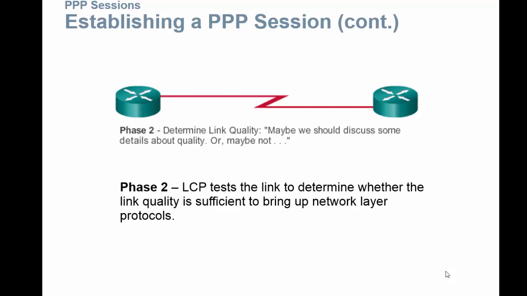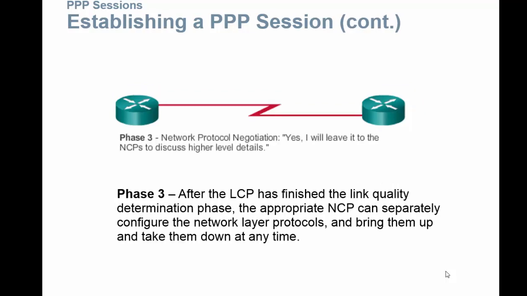poor quality. In phase three, the network protocol negotiation, I'll leave it to the NCPs to discuss higher level details. So it's been set up. After the LCPs finish the link quality determination phase and it's decided that the link is good, the appropriate NCP can separately configure the network layer protocols and bring them up and take them down at any time.